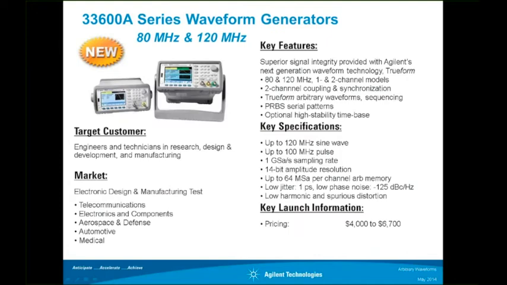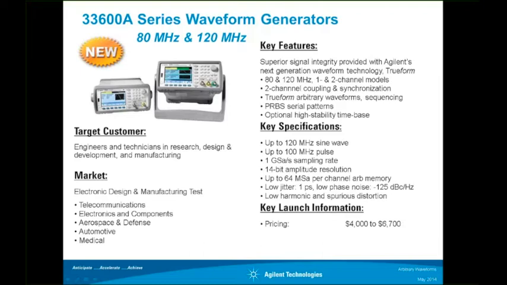So a little bit more information about this 33600A. This is a series of generators, so we do have 4 models within this series. You can get an 80 or 120 megahertz version, and you can buy those in 1 or 2 channel models. So with those combinations, we have our 4 different models. The Trueform generators can do 2-channel synchronization. They have the ability to do PRBS signals, which is a pseudo-random binary sequence. So if you are testing digital data links, that type of pattern is going to be very useful for you.